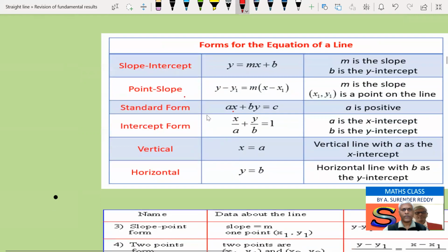Different forms of a straight line. Slope intercept form: y is equal to mx plus b or mx plus c. In the textbook it is written as y is equal to mx plus c. So y is equal to mx plus c, where m is the slope and c is the y-intercept. Okay, now let us take c to avoid confusion.